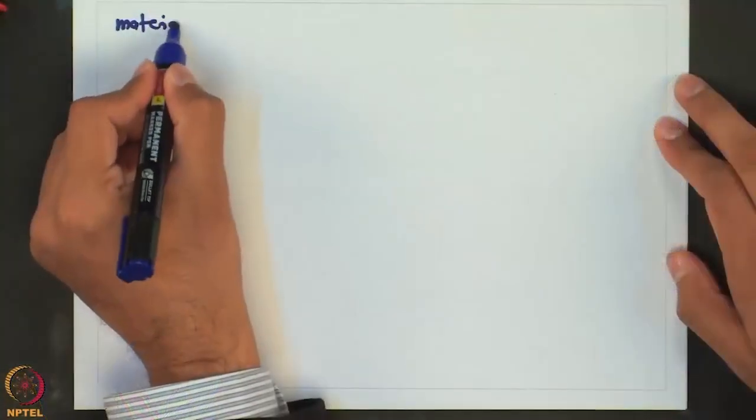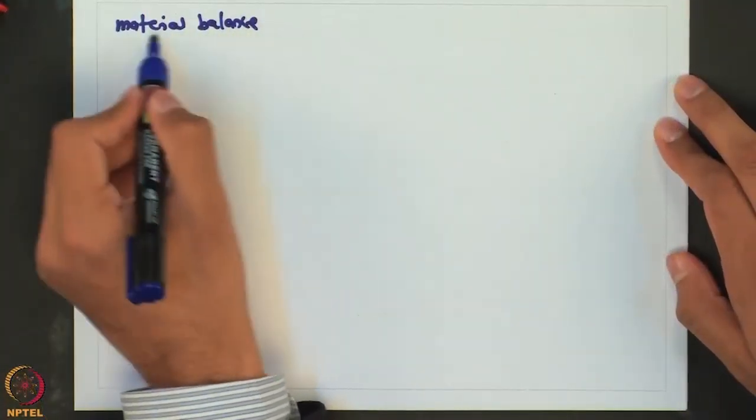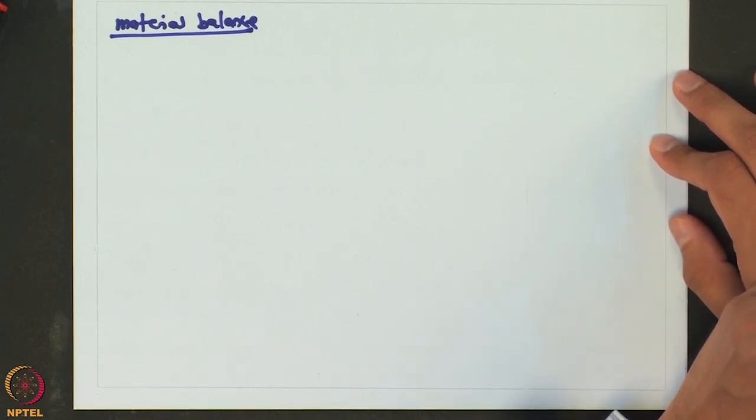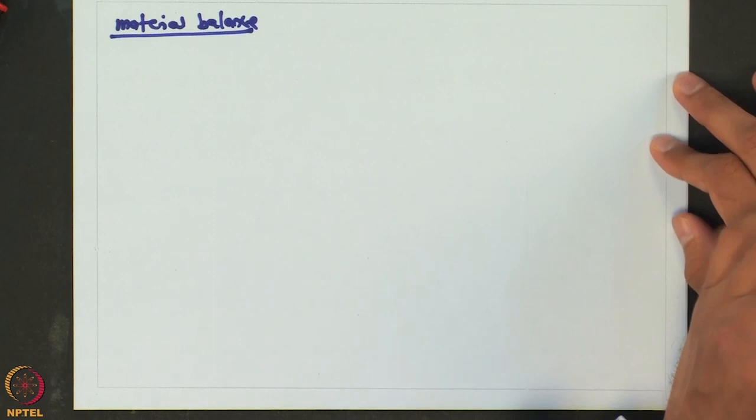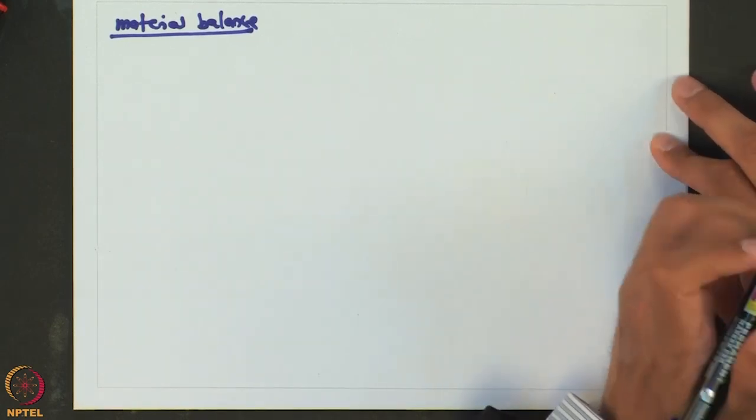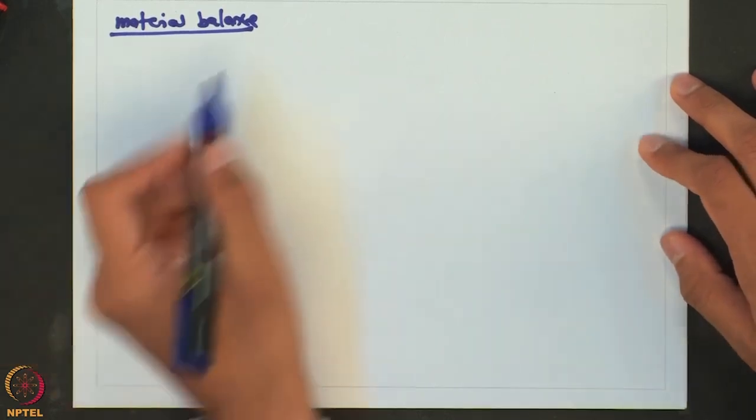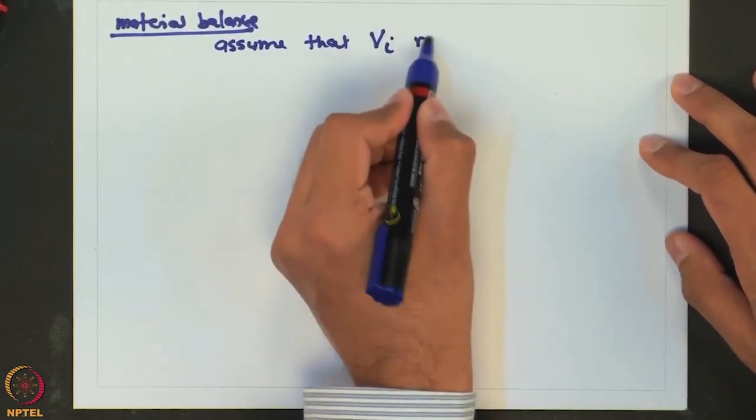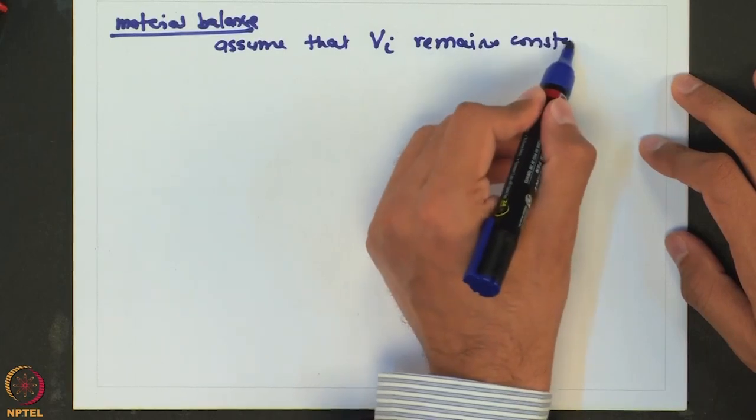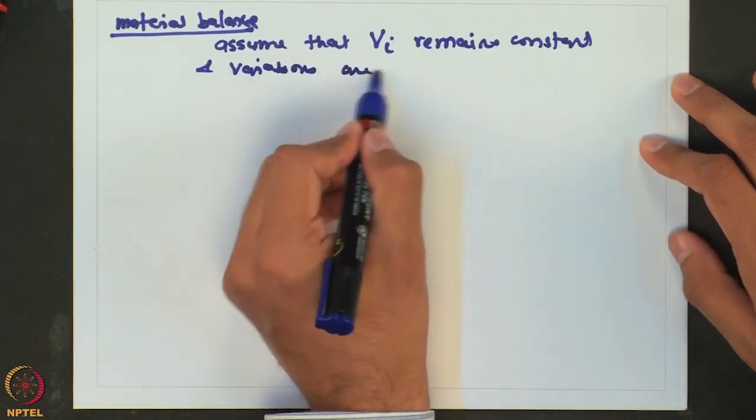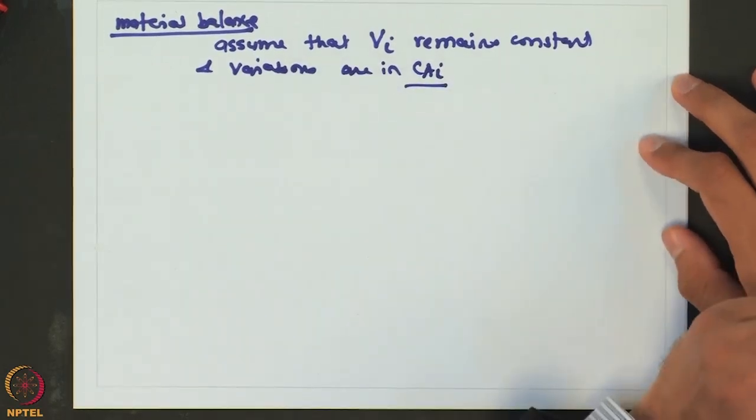So we'll try to formulate a process model for this particular system. We will start with a material balance. For simplicity, I will assume that the volume of this CSTR remains constant. We will not consider variations coming from inlet flow. These can be considered, and you can still show that the system follows second order dynamics, but just for the constraint of time and as a proof of concept, we will assume that volume remains constant and variations are in CAI. These are the variations we are going to consider.